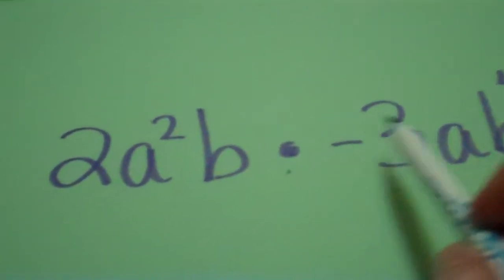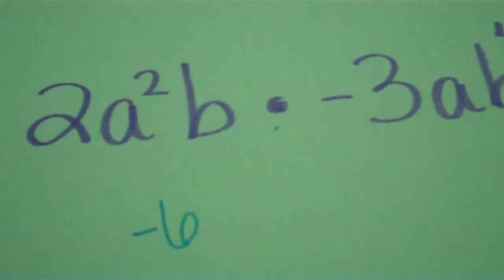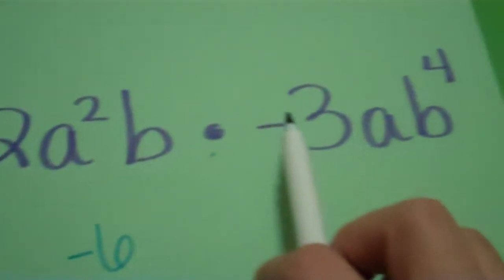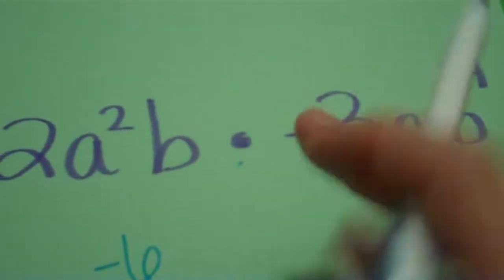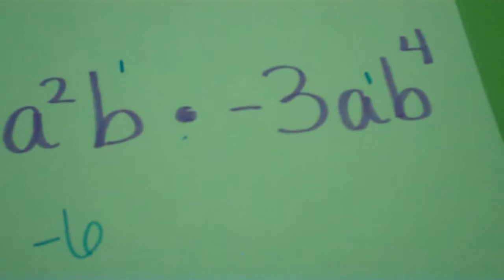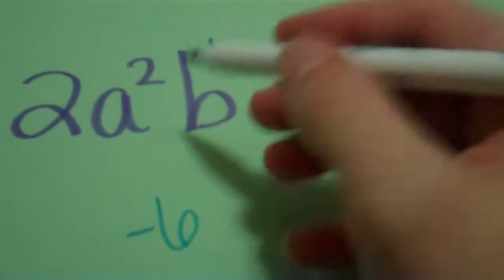2 times negative 3 is negative 6. Okay? Now here's where we get into some trouble. I see some letters without exponents. So go ahead and automatically put 1s on them. Just go ahead and get in that habit of automatically putting 1s on them. Okay? Remember, when we multiply, we add our exponents. So I'm going to put an A here.